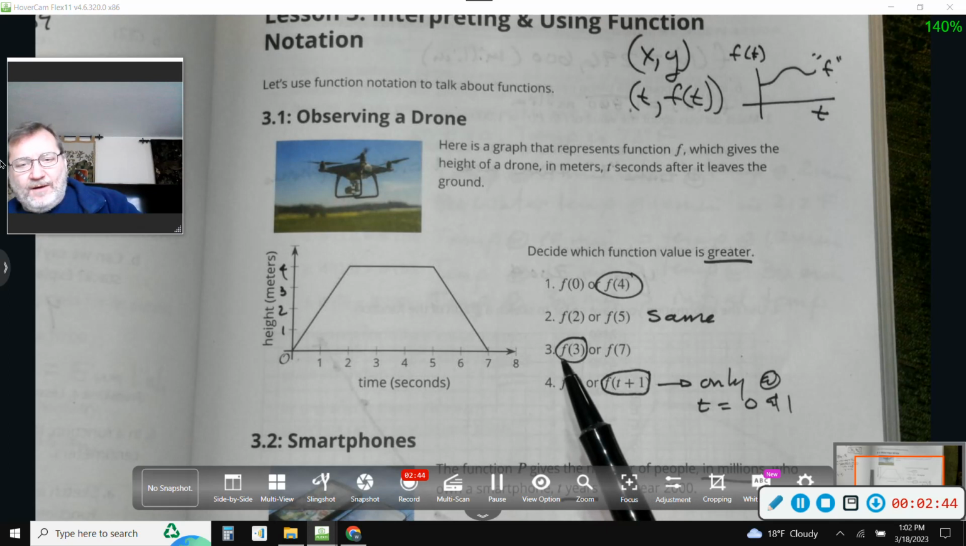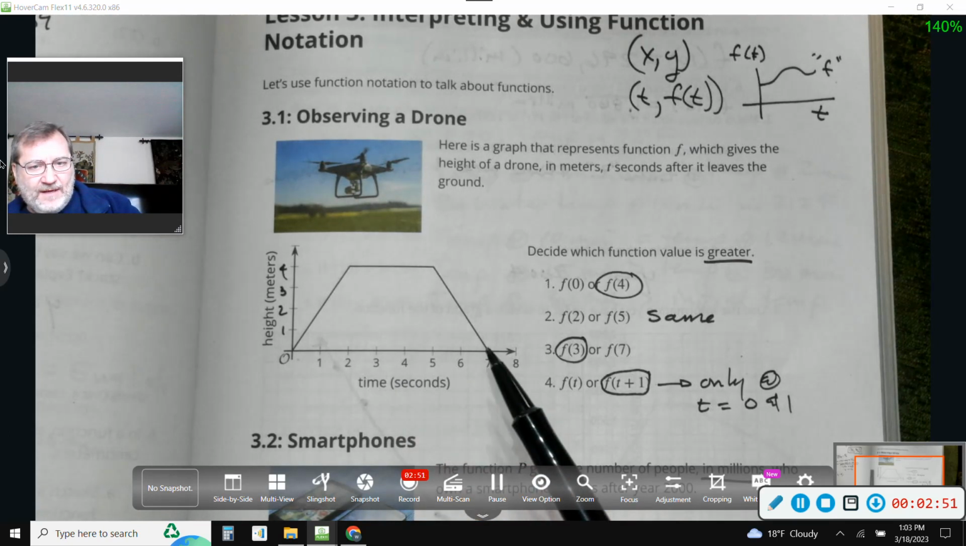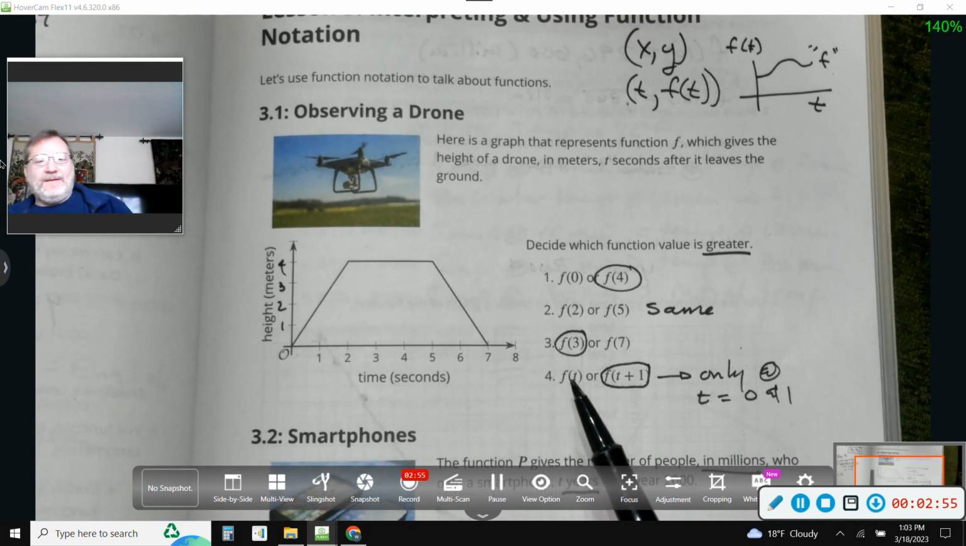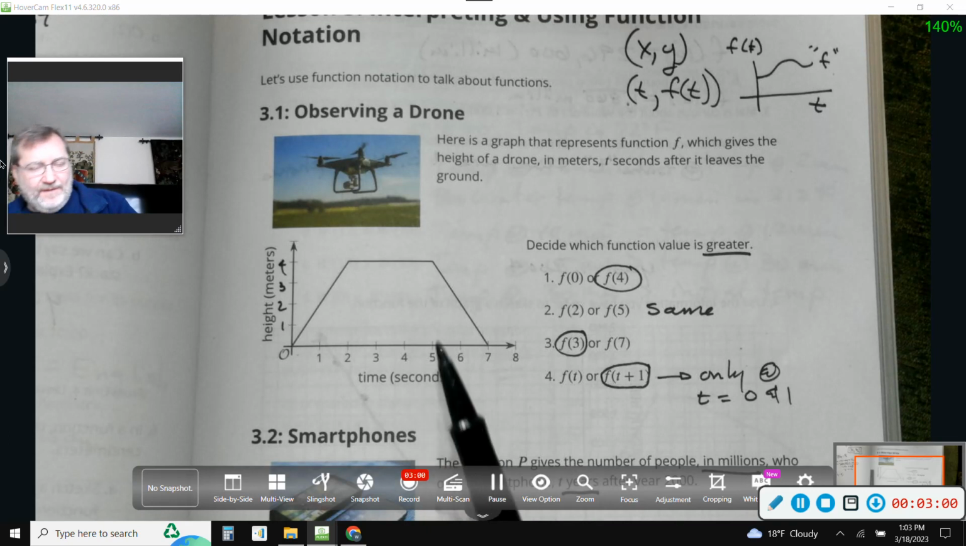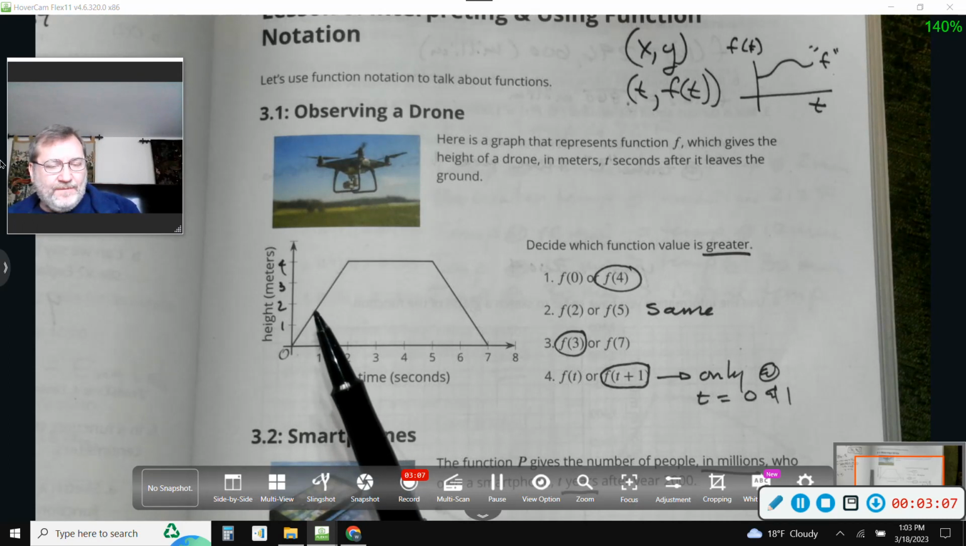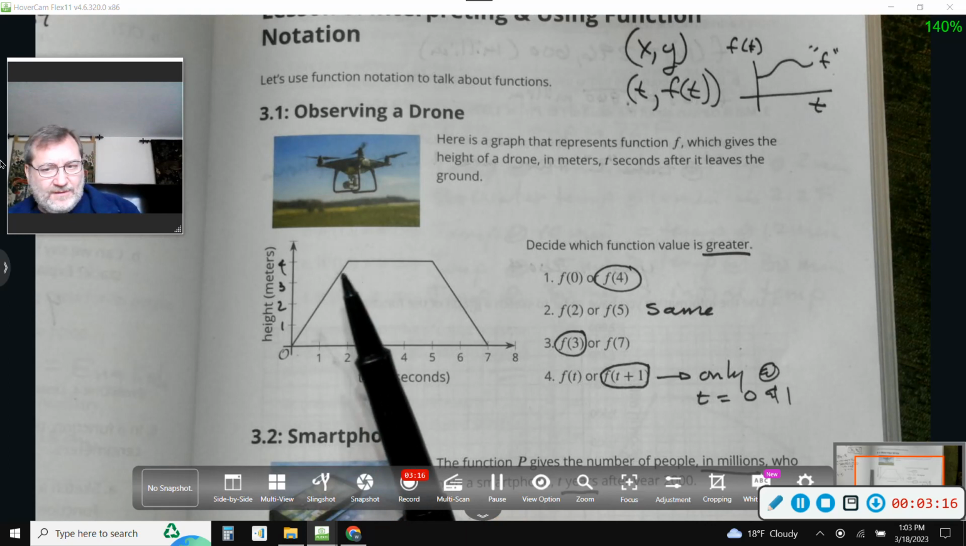Next they compare the function at time 3 and the function at time 7. The function at time 3 is like the maximum, and at 7 it's down here at 0, so f of 3 is bigger. And then they have f of t or f of t plus 1. Well, that one really depends on where you are. If I say t is 0, then t plus 1 is right here at 1 second, and that would be larger. And if you start at t equals 1, then t plus 1 is the number 2, and yeah, f of t plus 1 is larger.